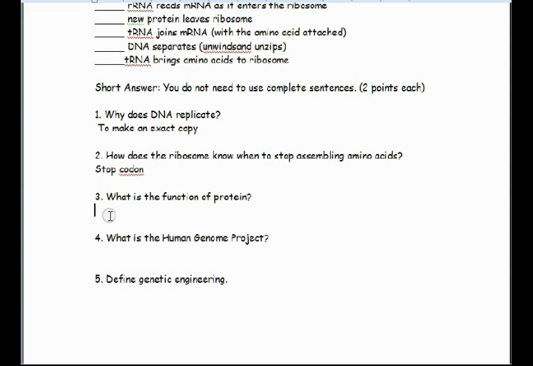What is the function of protein? It's for structure and support in muscles.